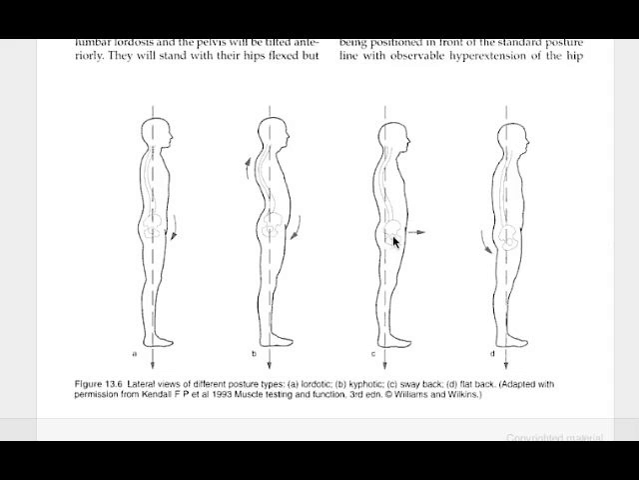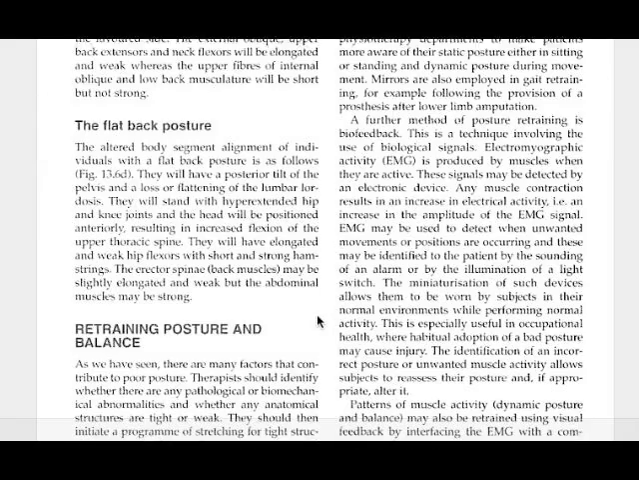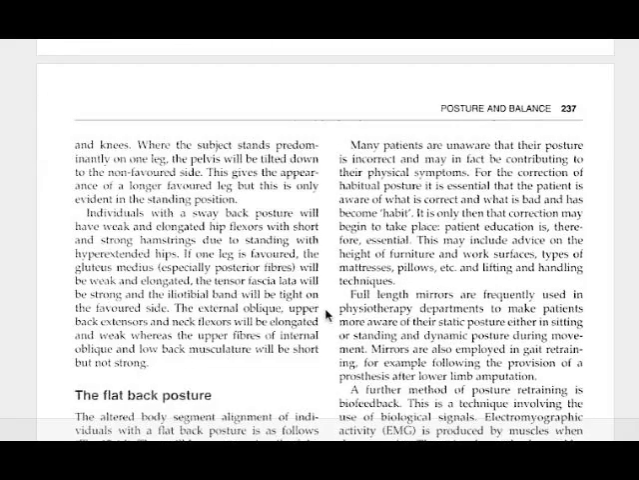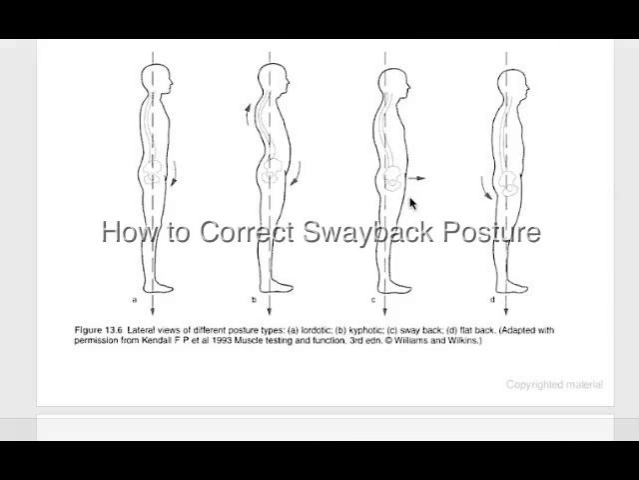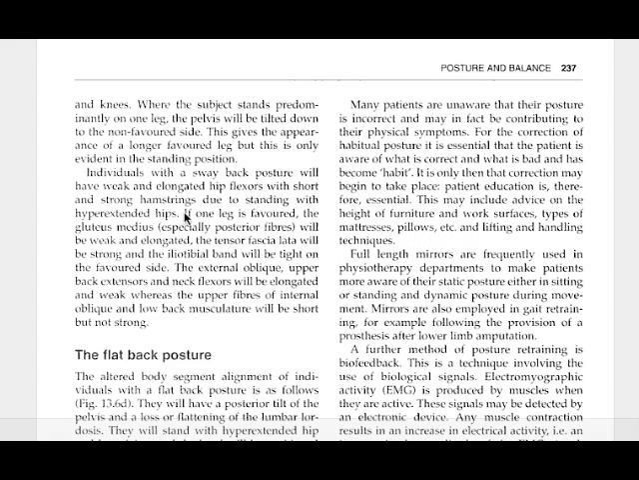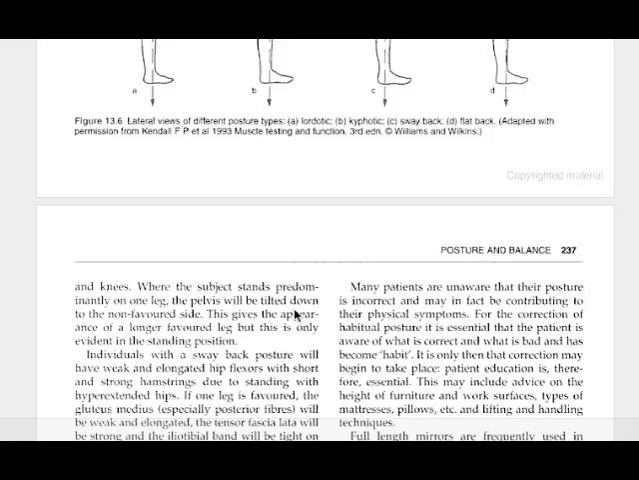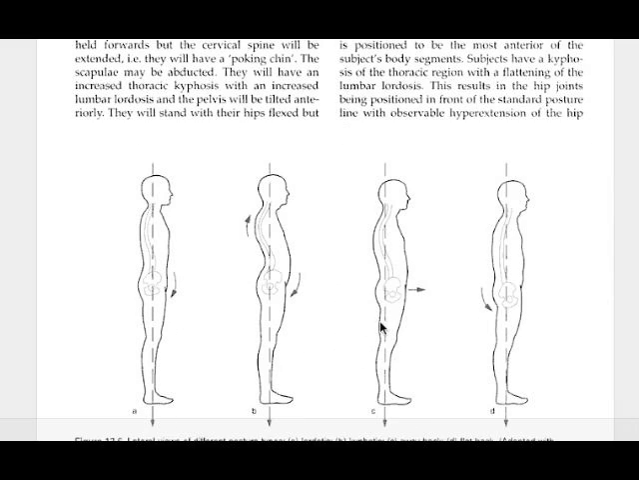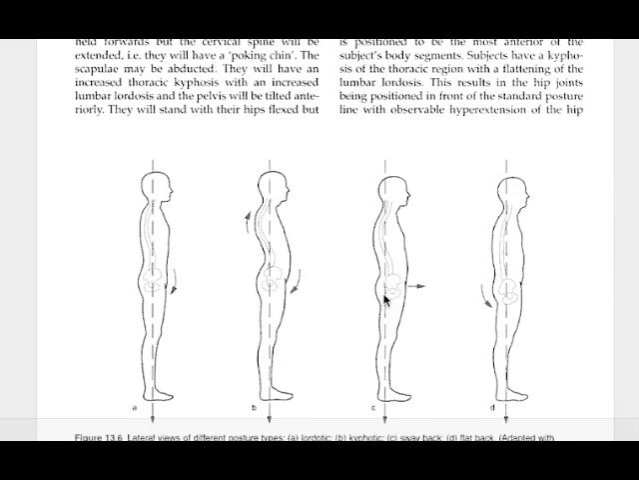A little bit further down, individuals with a swayback posture will have weak and elongated hip flexors, which are the muscles at the front here. So that's weak and elongated hip flexors down here. And then we have short and strong hamstrings due to standing with hyperextended hips. So your hamstrings down the back here become shortened and strong due to the hips being pointed forward.